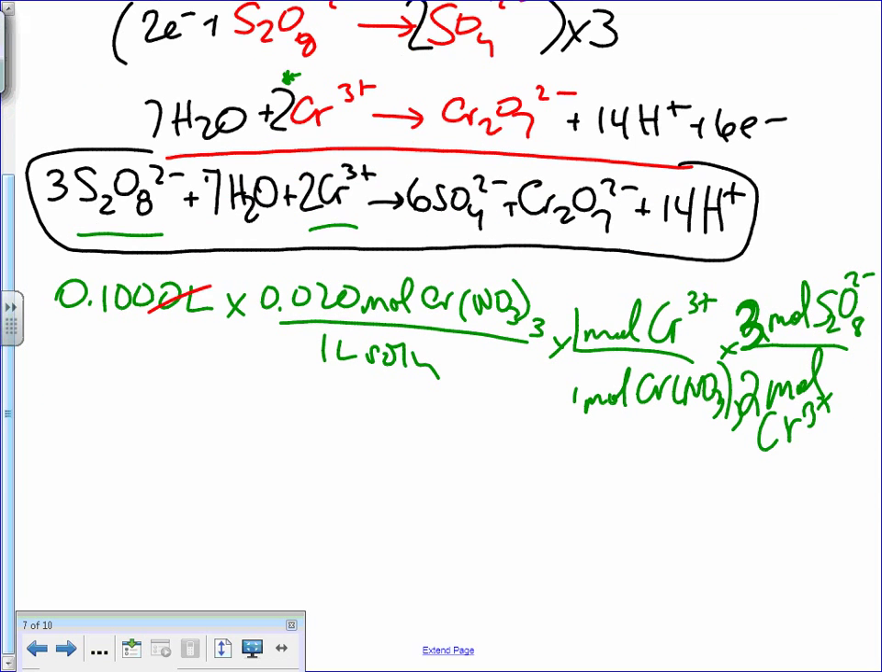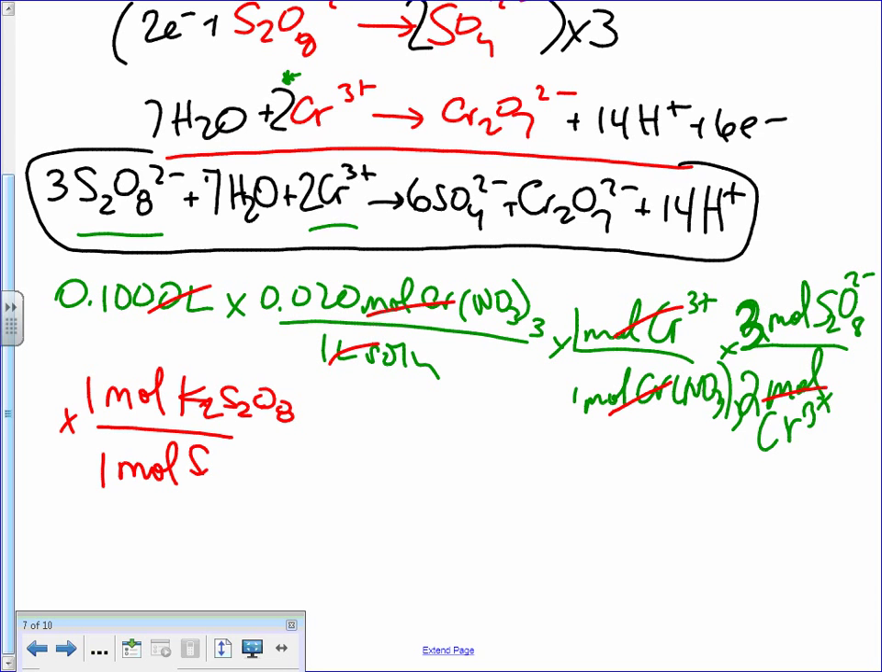So far, liters cancel, moles of chromium-3 nitrate cancel, moles of chromium-3 plus cancel. What changes here? What goes on top? Tell me first what goes on top. Moles. What's potassium peroxidized sulfate? Okay. And then what goes on bottom? Okay. So 2 minus, don't forget your charges, okay?